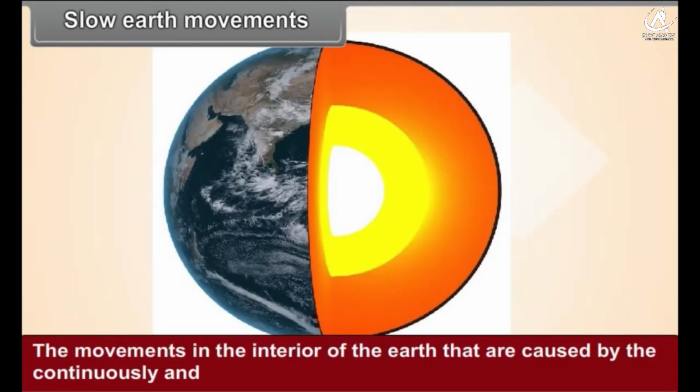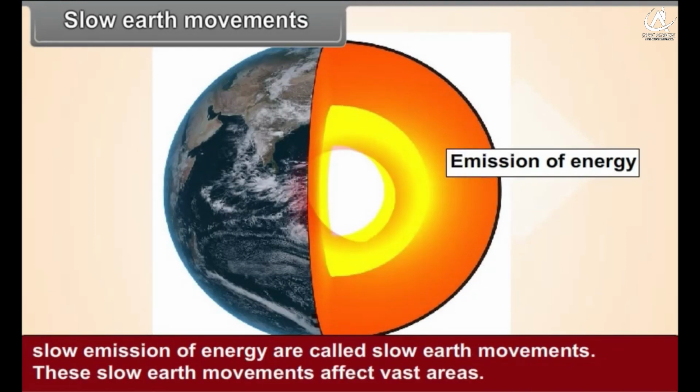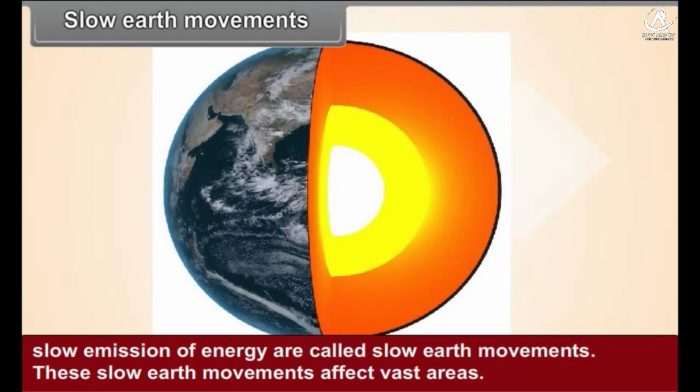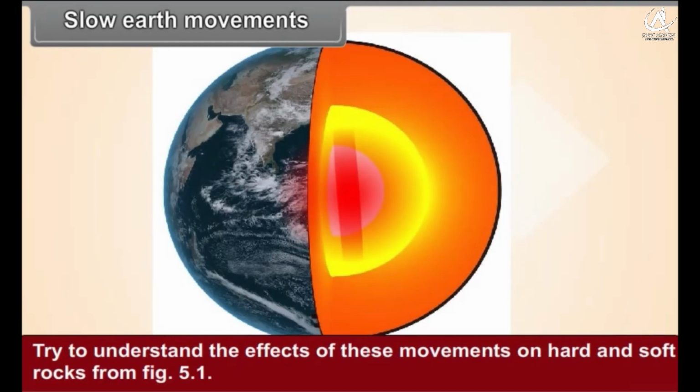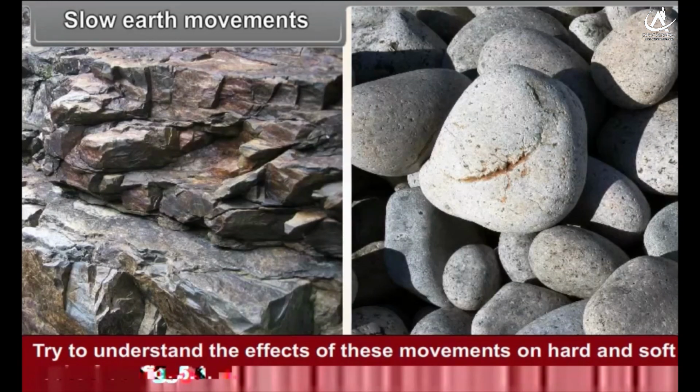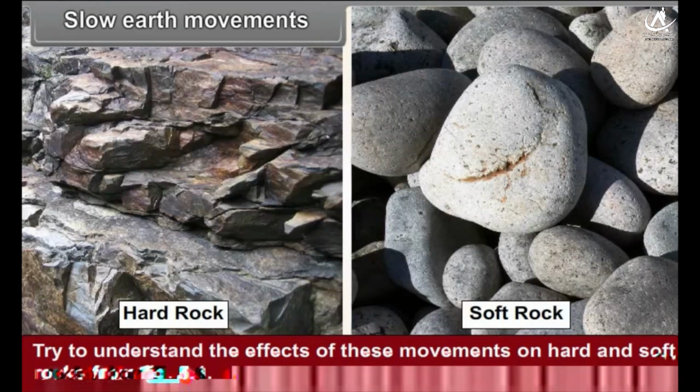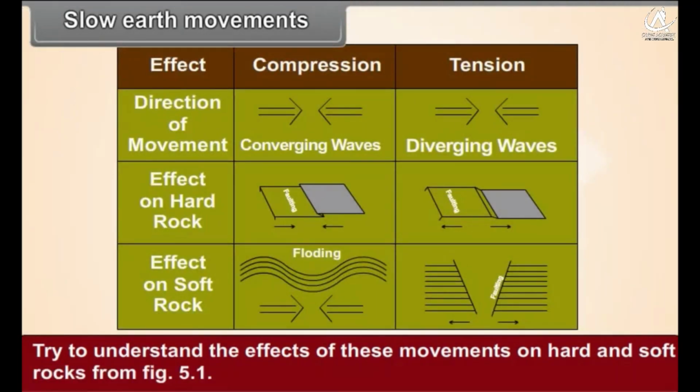Slow Earth Movements. The movements in the interior of the Earth that are caused by the continuous and slow emission of energy are called slow Earth movements. These slow Earth movements affect vast areas. These movements take place in a horizontal or vertical direction. Try to understand the effect of these movements on hard and soft rocks from figure 5.1.